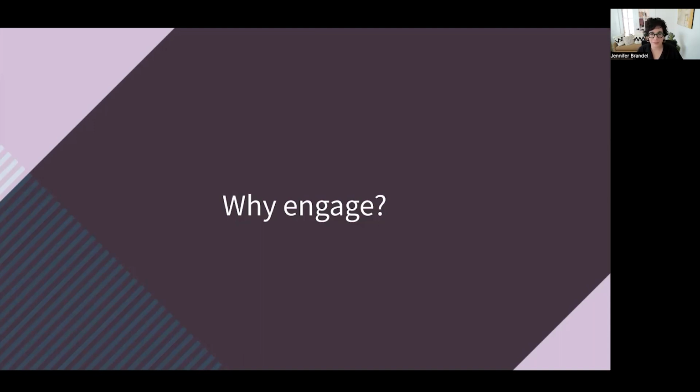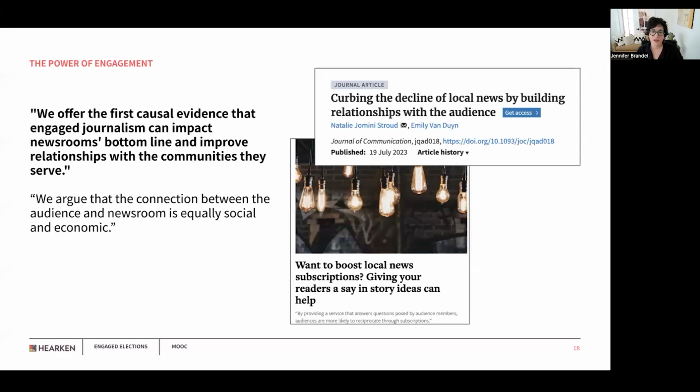Oftentimes the public has different information needs than the folks working in the newsroom assume they have. So it's always great to check. We have third-party studies confirming this as well. That's not only confirming that this helps with trust with the people you serve, but it's also a great way of strengthening your own news outlet sustainability. Engagement helps you strengthen those bonds, both of trust and of financial sustainability as well. So we're excited to say it's not just a good thing to do to help your mission, it actually also helps you stay in business.